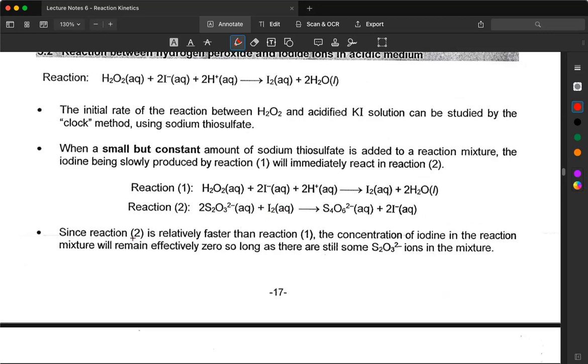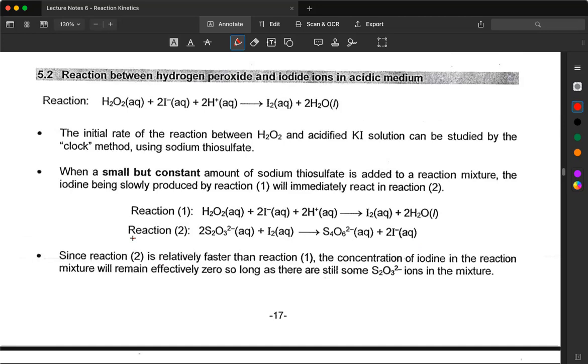Because reaction 2 is much faster than reaction 1, the concentration of iodine will effectively be 0, as long as there's some thiosulfate ion in the mixture. Because reaction 2 is so fast, as long as there's S2O3 2- present, you can regard iodine as not present because it will quickly react to form iodide.